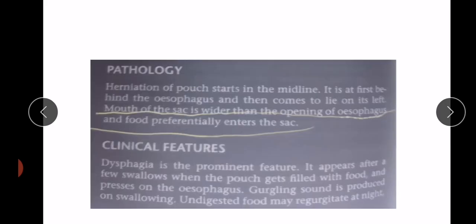Pathology. Herniation of pouch starts in the midline. It is at first behind the esophagus and then comes to lie on the left side of the esophagus. The mouth of the sac is wider than the esophagus, and obviously when the mouth is wider, then the opening of the esophagus and food preferentially enters the sac. So the sac starts bulging and bulging.